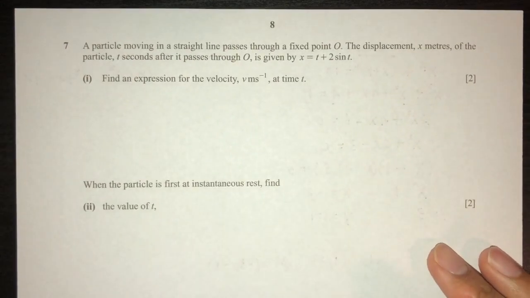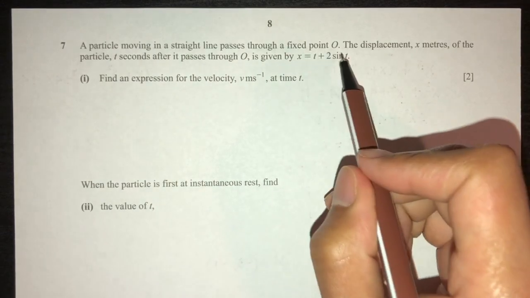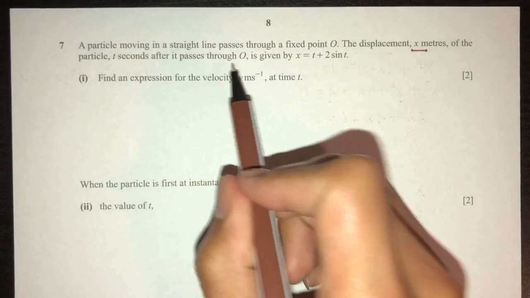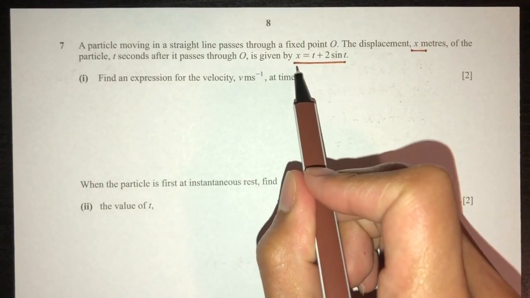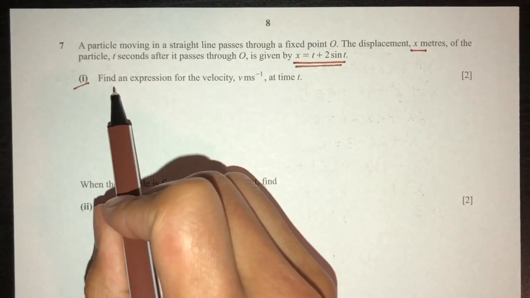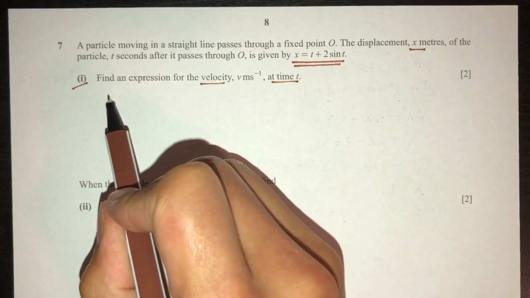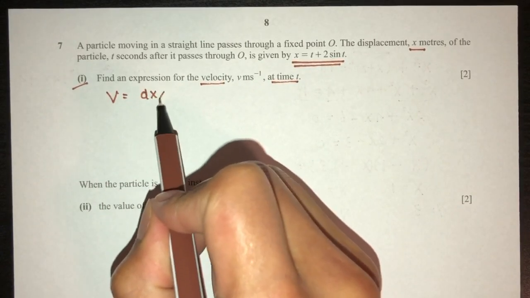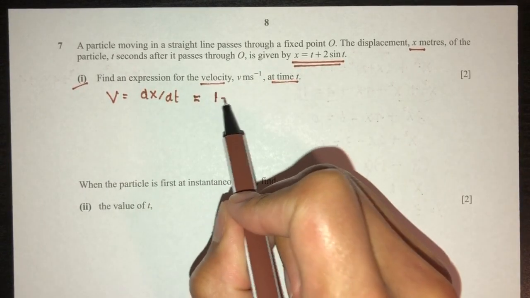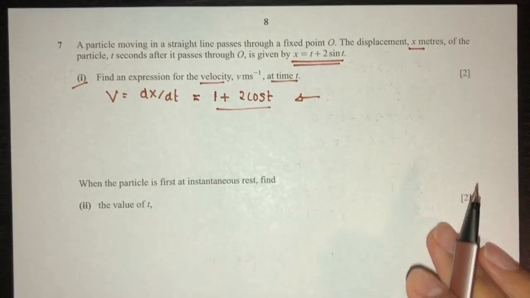Now let's move on to question number 7. A particle moving in a straight line passes through a fixed point O. The displacement x of the particle t seconds after passing O is given to you by this equation. So that is the most important thing we need to know from this question right now. Part 1, find an expression for the velocity at time t. So pretty easy. v is equal to dx by dt. That will be 1 plus 2 cos t. That is your answer for part 1.